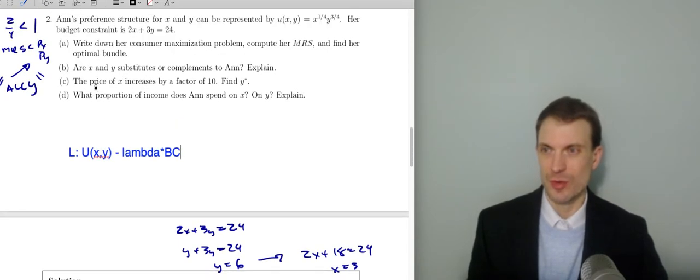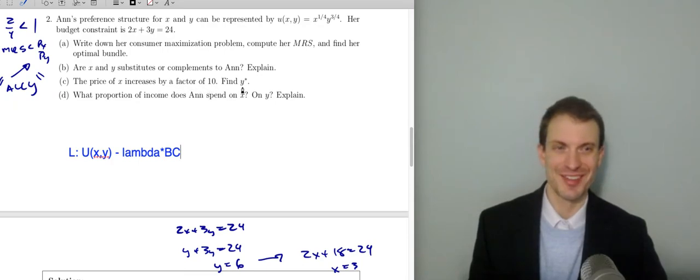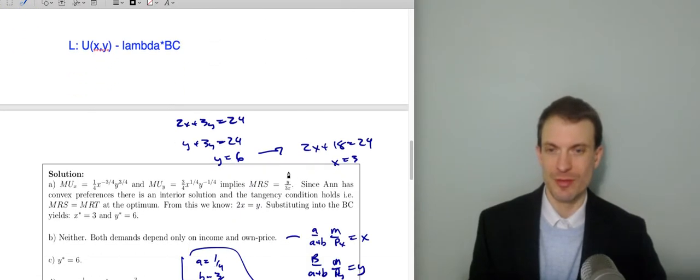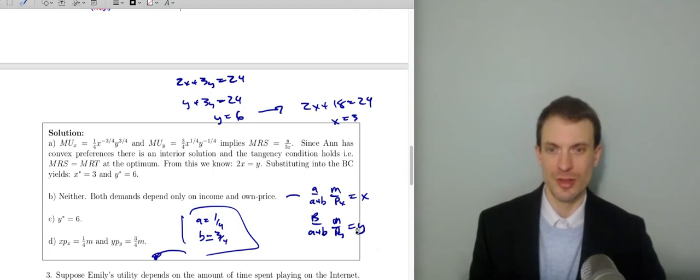Okay, so then part C. If the price of x increases by a factor of 10, find y star. I love this question because you're like, wait a second, price of good x increases by a factor of 10. How do we solve this? Well, we're trying to find the optimal y, but we have a function for that. So you look at the demand and realize this doesn't have px in it. So obviously there's no change in y in response to that price change of x. So the optimal y is still just y star equals 6.